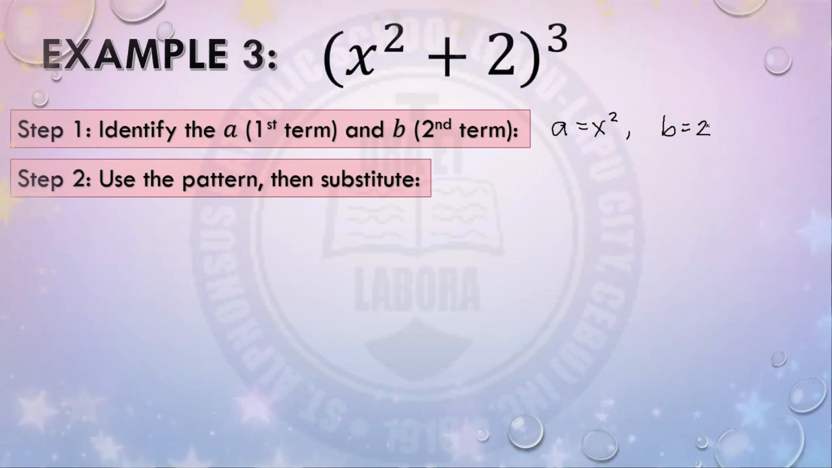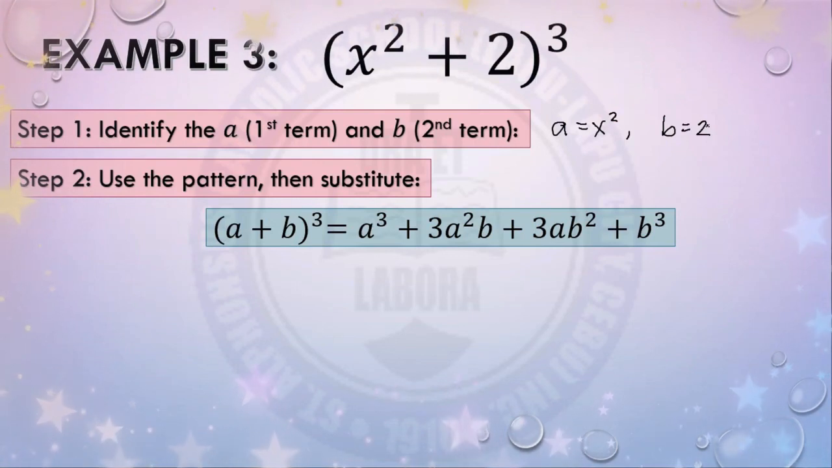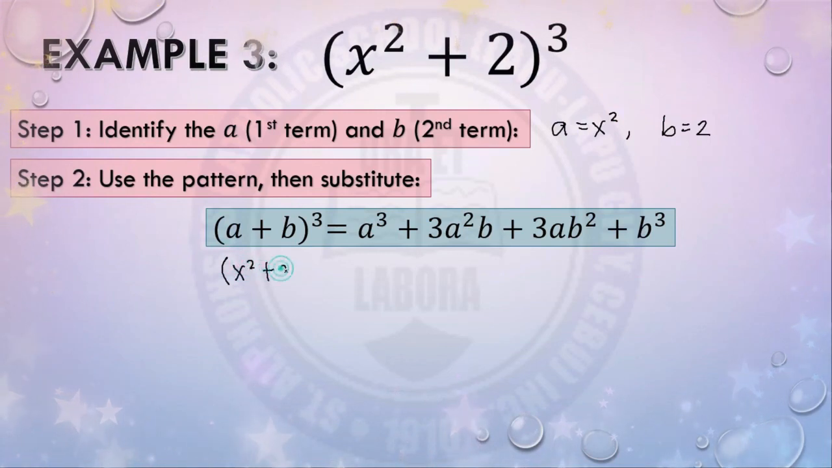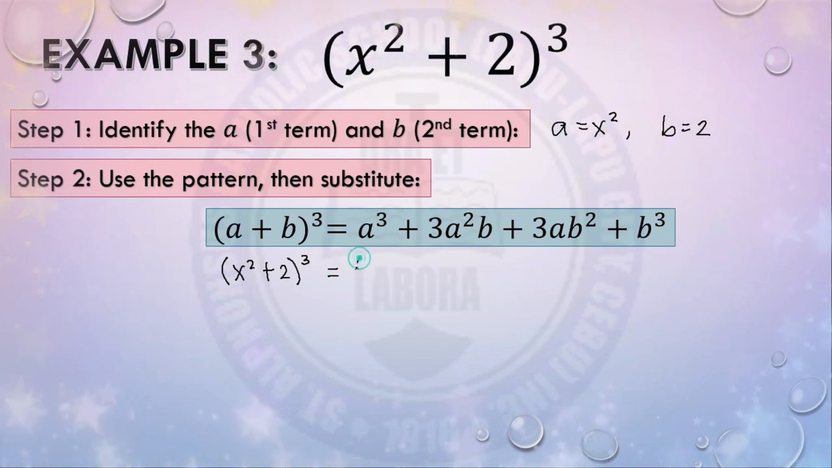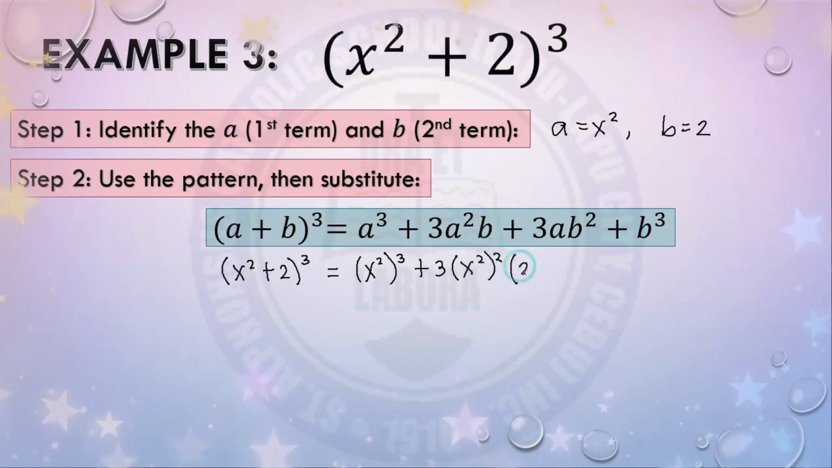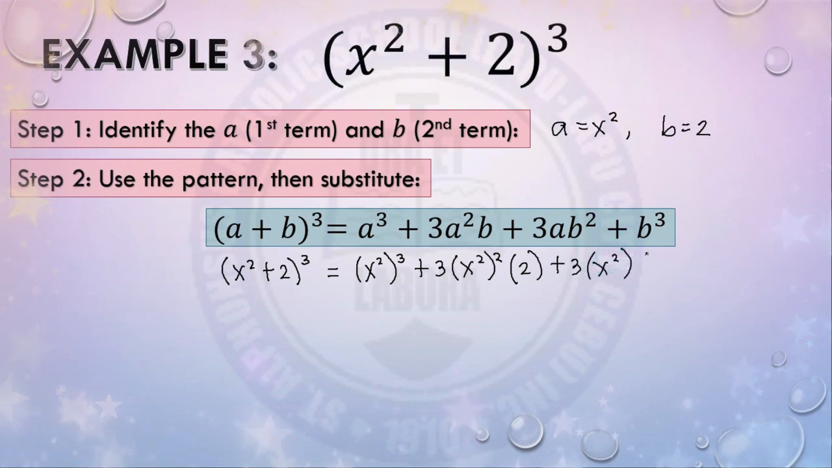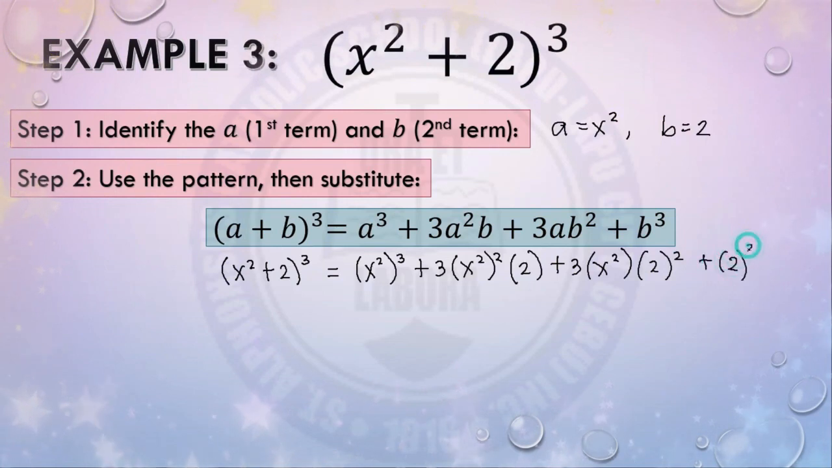Next, use the pattern, then substitute. Our pattern is this one. So, we're going to copy first the given so that we will be guided. Then, substitute: (x squared) cubed plus 3 times (x squared) squared times 2 plus 3 times x squared times 2 squared plus 2 cubed.